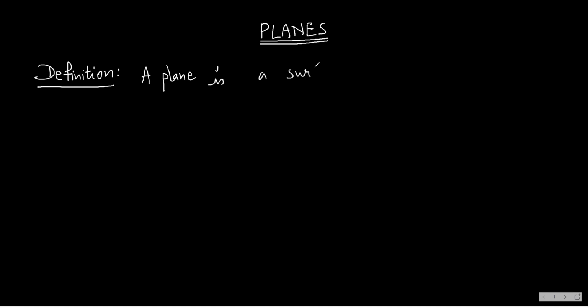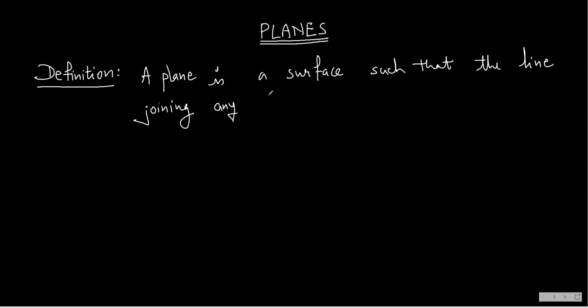A plane is a surface such that the line joining any two points on it lies entirely on it. So I give you some explanation for this.